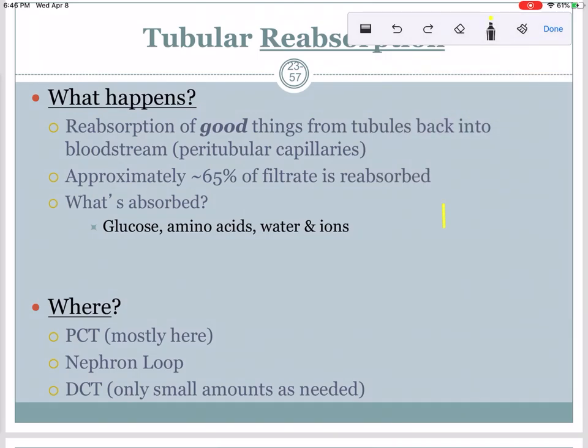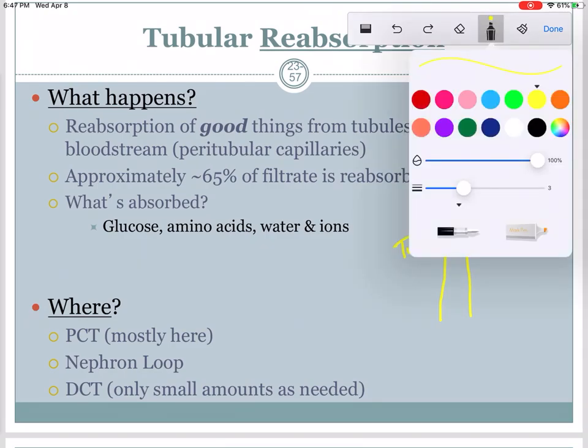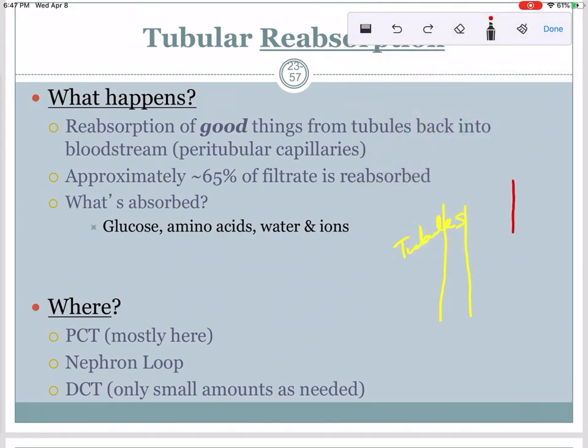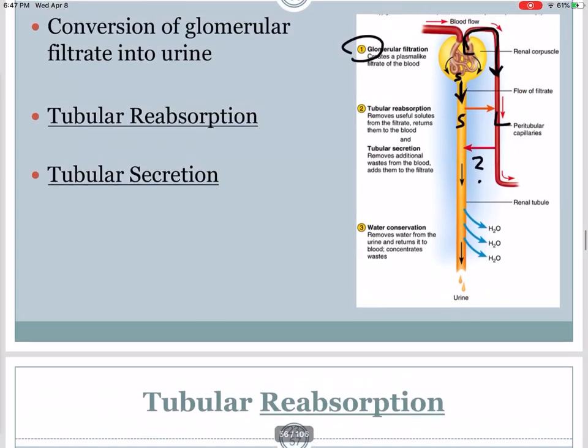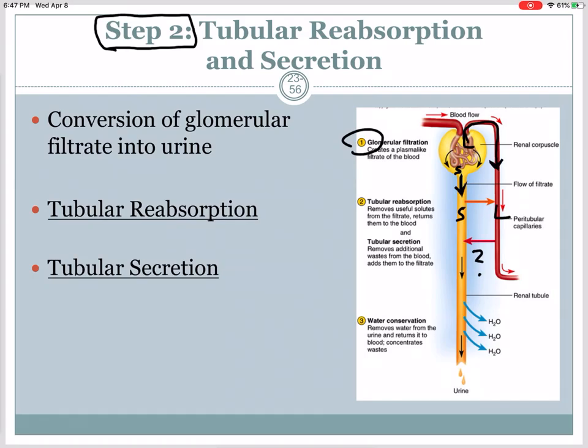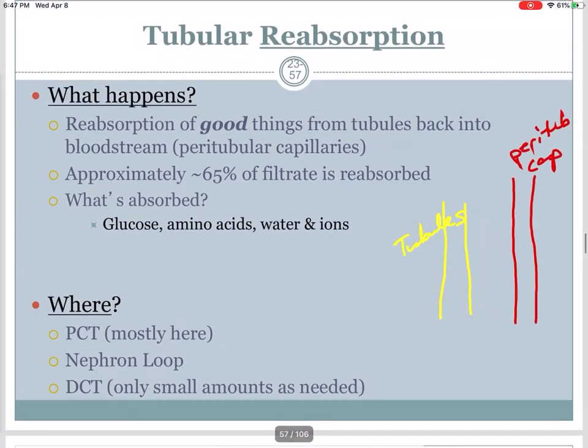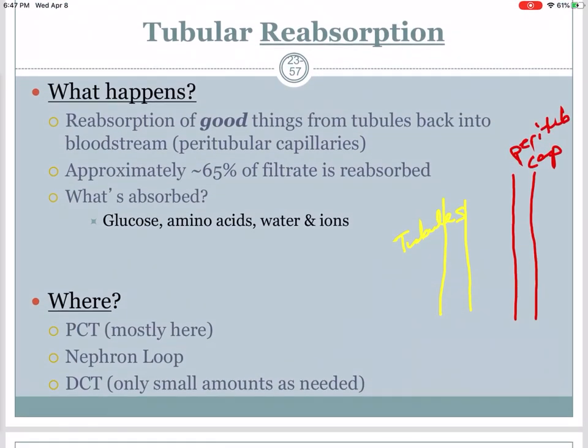So we have the tubules, and then running right alongside the tubules are the peritubular capillaries. Right? This is the same issue we have here, the same picture we have here. We have the tubules in yellow and the surrounding capillaries in red. Tubular reabsorption and tubular secretion tend to happen kind of concurrently. Let's first talk about tubular reabsorption.